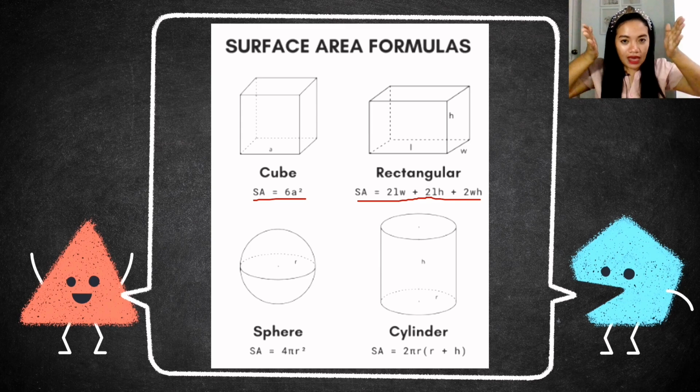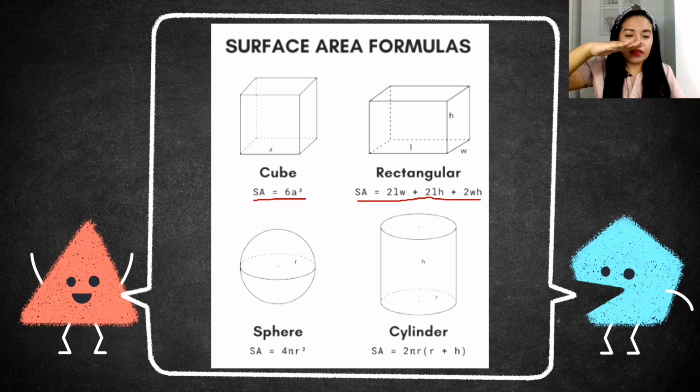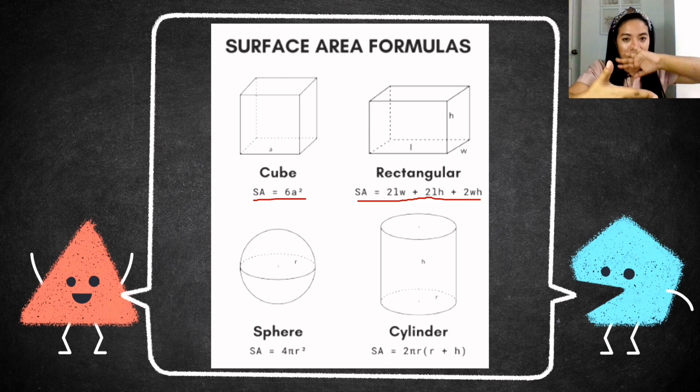So yung dalawang side or dalawang faces sa side by side ng rectangular prism ay congruent. Yung top at bottom naman ng rectangular prism ay congruent din. At yung front at back ng rectangular prism is also congruent. Okay, next is the sphere.